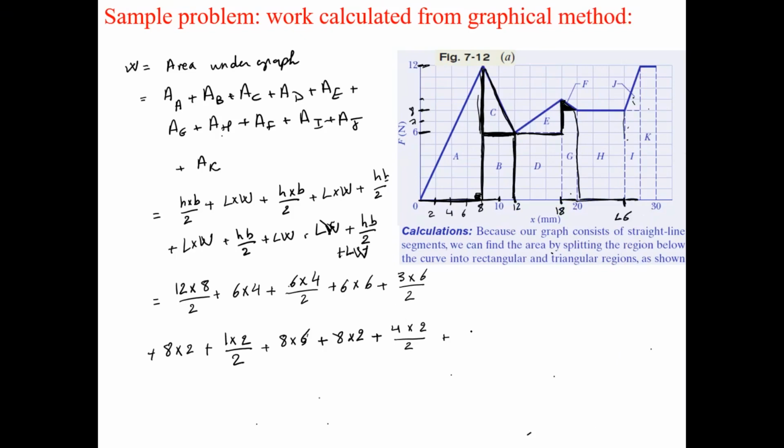This rectangle has a length of 12 and a width of 2. You calculate all of these, you add them up, you should get 0.24. And remember, the unit of the work done is joules.